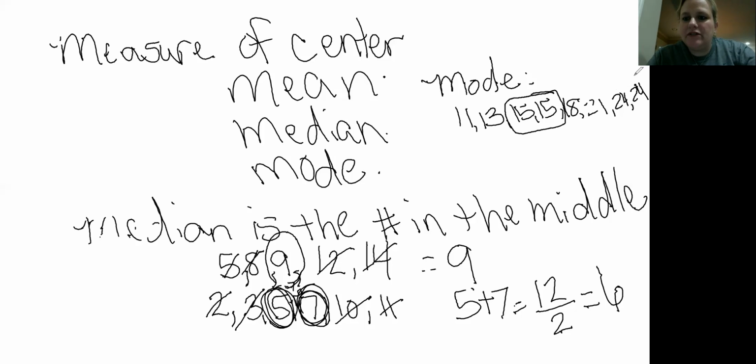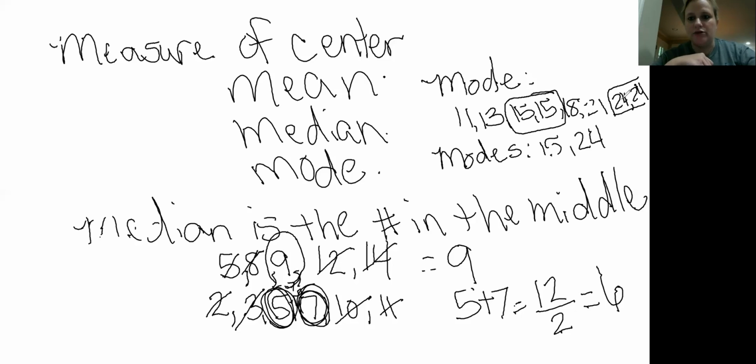We have two 15s, we have two 24s. So the two modes are, in this case, I have two modes. They're 15 and 24 because there's two 15s, two 24s. That's it. Okay, so our whole lesson is going to focus on those two processes. Okay, so take a look at example 1.